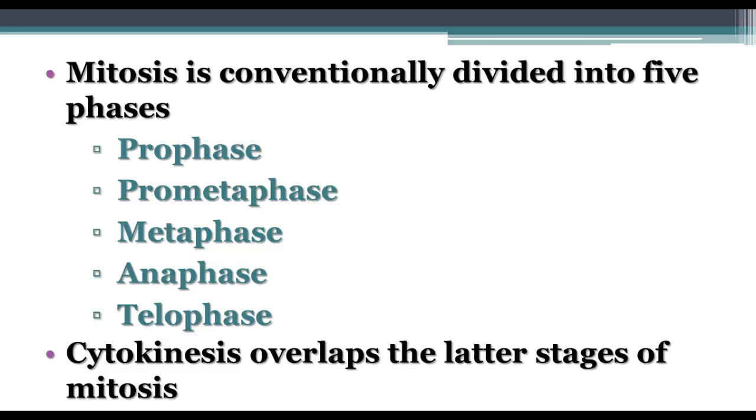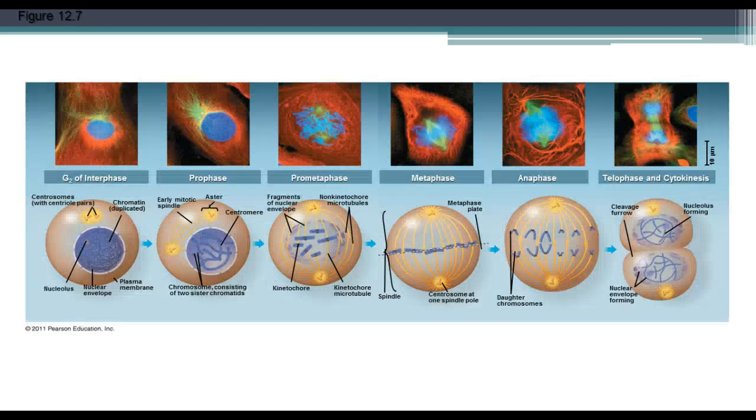Cytokinesis is a separate process that overlaps the latter stages of mitosis, often beginning about the same time as telophase or during telophase. In some cells it begins a little earlier, in some cells it begins a little later, but it occurs right at the end to separate into two daughter cells. Here we have pictures and diagrams and photographs that show you basically what is happening in the cell during each one of these phases. We'll look at a little more detail.